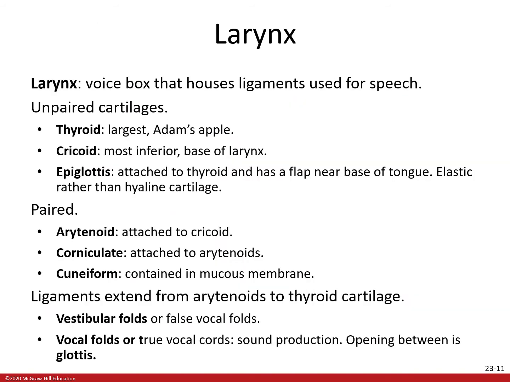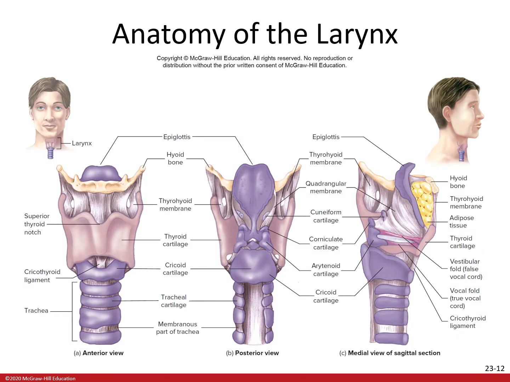Okay. Moving on from the pharynx to the larynx. The larynx is going to be essentially your voice box. It's going to house ligaments used for speech, and it has these various cartilages that you need to know. Again, we've talked about this in lab, so I'm just going to gloss over it. Another lovely illustration showing the various cartilages within the larynx, as well as the various structures you can see in the larynx.